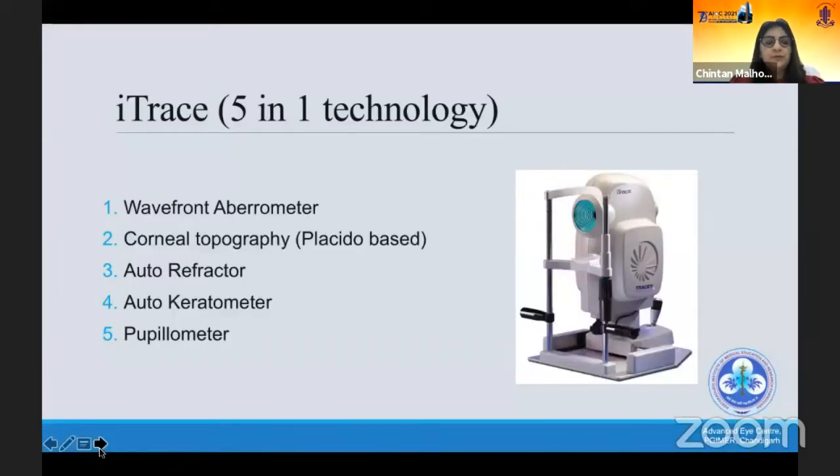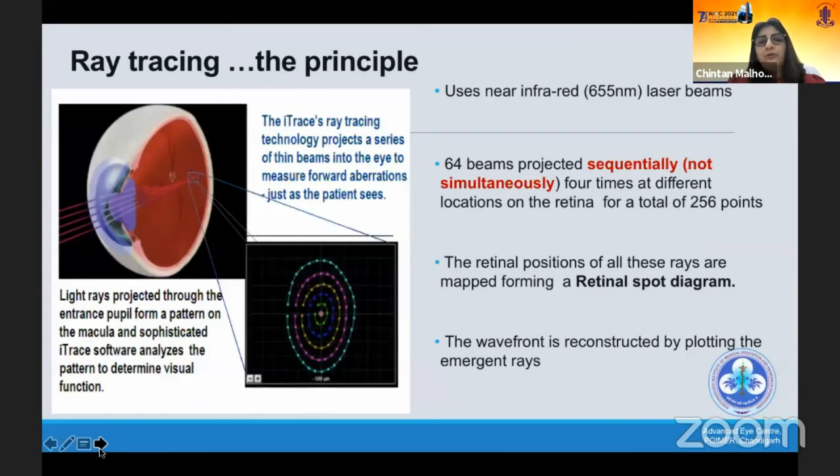So the iTrace is basically a 5-in-1 technology. It's a wavefront aberrometer. It does corneal topography, which is Placido based. It is an auto-refractor, an auto-keratometer, as well as a pupillometer. Now, the principle of ray tracing is that it uses near-infrared beams at 655 nanometers.